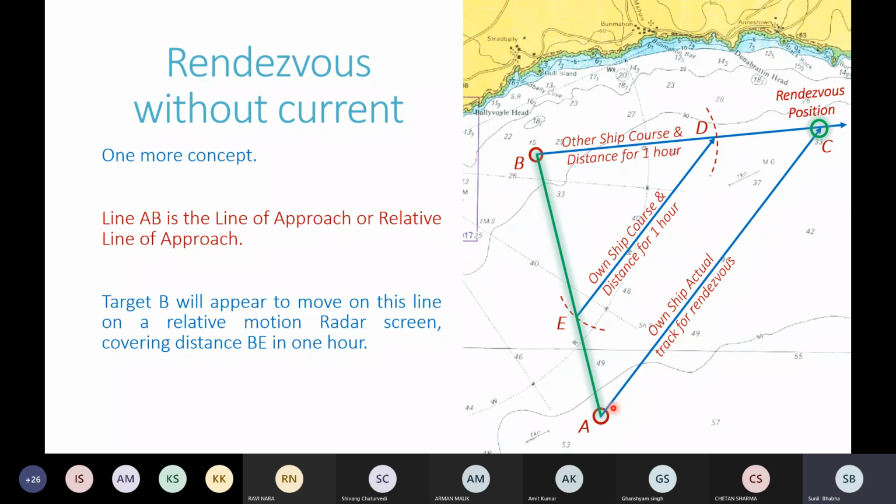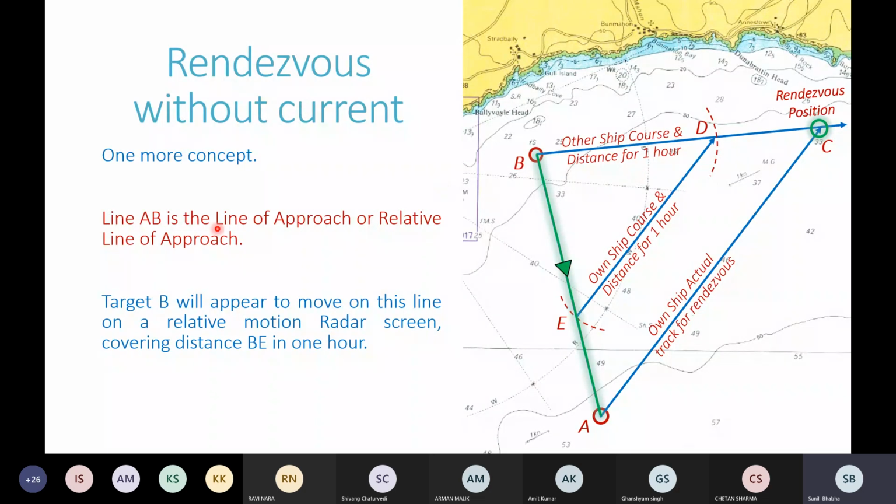Till now, what we have done is that the line of approach was known to us. If you want to make a rendezvous, the line of approach has to pass through our position, so that the target has to approach towards our position. That's why we joined B with A. But in a different scenario, if you have the other ship's course and speed, and you have own ship's course and speed, you can easily find out what will be the line of approach on which the other ship is moving.